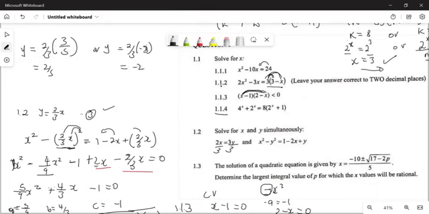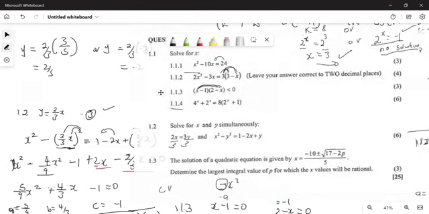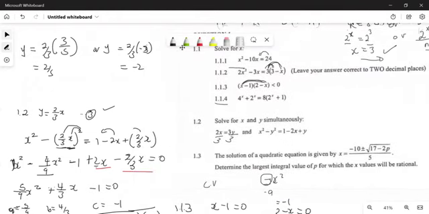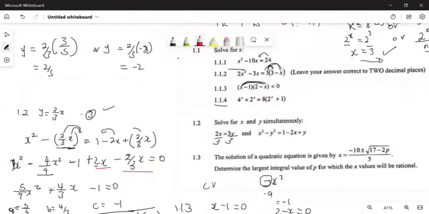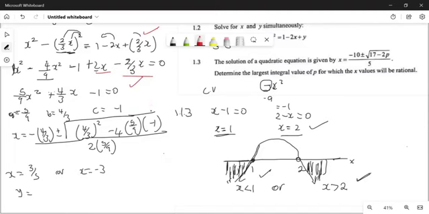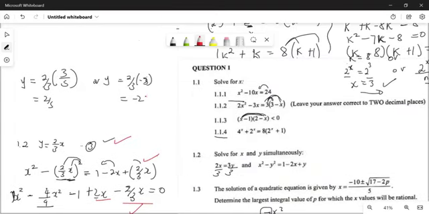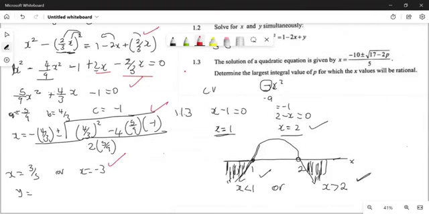And for this one, how many marks do we have? Let's just confirm the marks. For this one, we're given 6 marks. The first mark is for equation number 3, substituting correctly, putting it in standard form, factorizing, both X values, and then you're also going to get a mark for both Y values. Okay, we are going to 1.3.